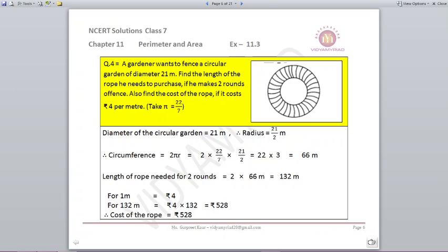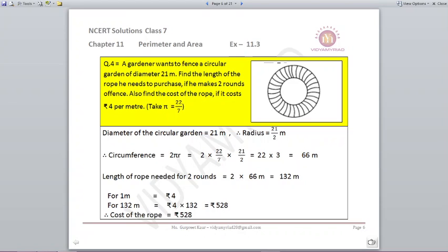So, length of the rope is the circumference of that particular garden. So, circumference is 2 pi r. So, 2 into 22/7, radius is 21/2. You get 66 meters. Now, he needs to make 2 rounds. So, 66 meters is for 1 round. So, for 2 rounds, it will be 2 into 66, which gives us 132 meters.